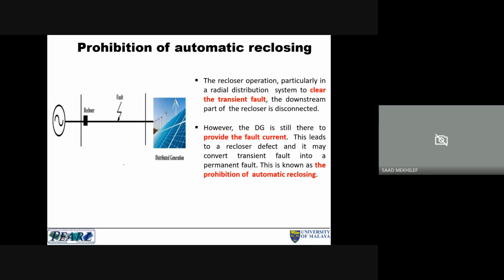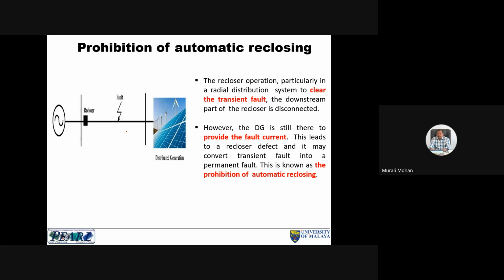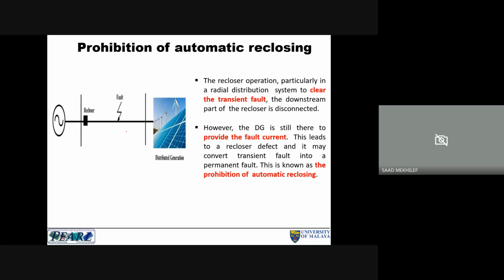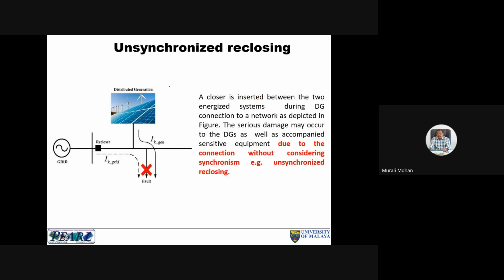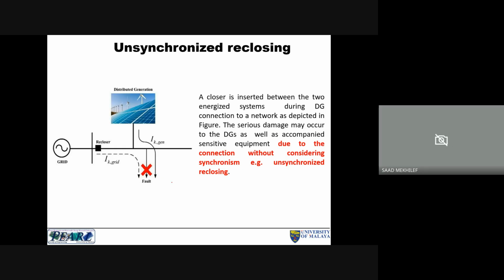Also, sometimes the reclosure operations of particular radial distribution systems, which clear transient faults, are not allowed due to the transients. Sometimes we may have a fault which is not really a fault, but that leads to the DG still providing the fault current, and this is referred to as prohibition of automatic reclosing of the contact.